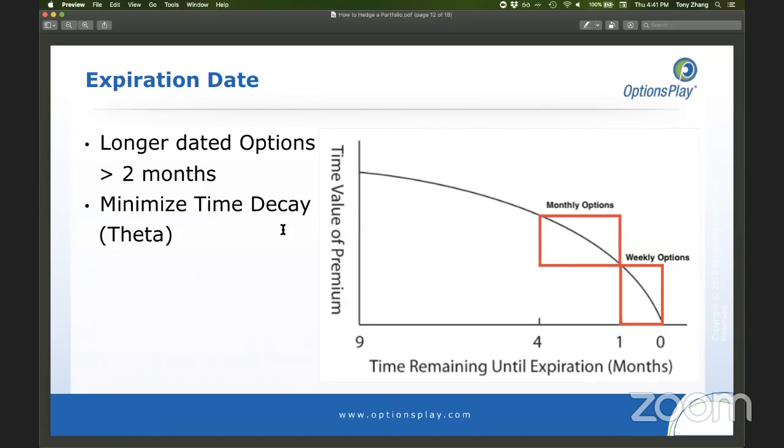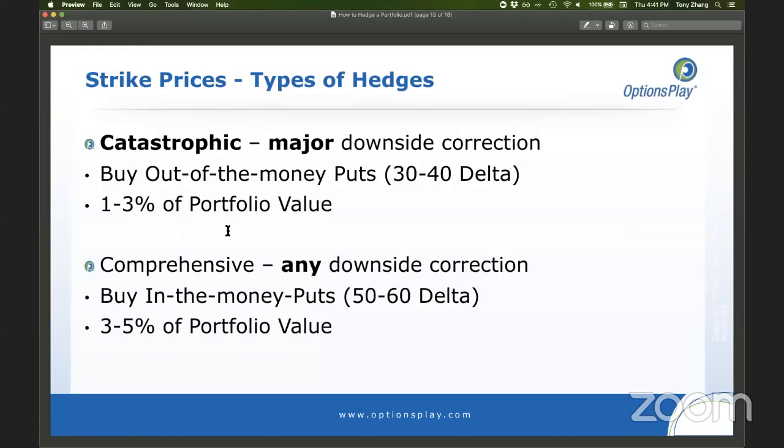So even if you buy a 3-month option and the market only corrects for 3 weeks, you want to get out at the end of those 3 weeks. You definitely don't want to hold it for the 3 months. And the last thing I want to talk about is strike prices.